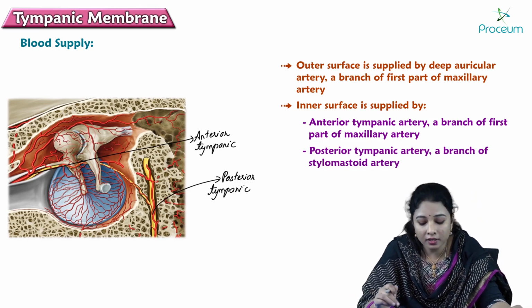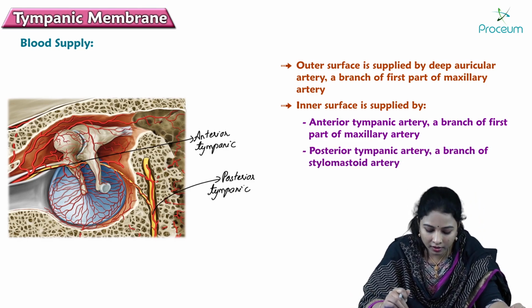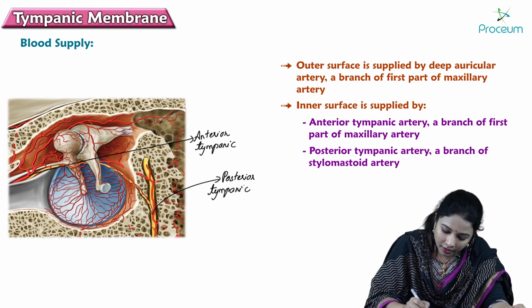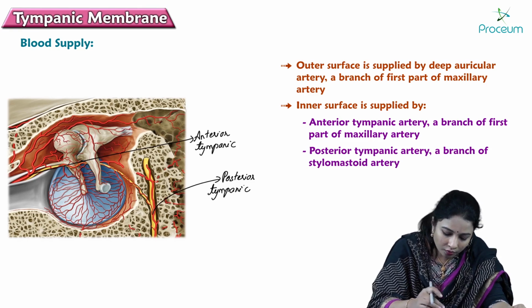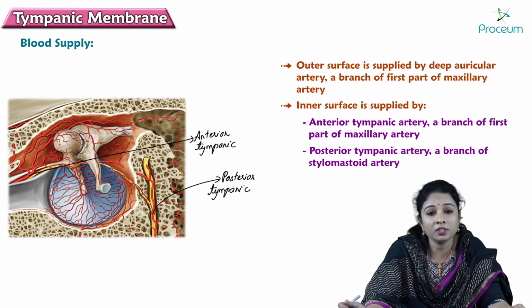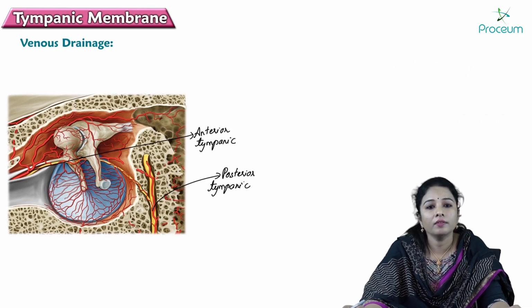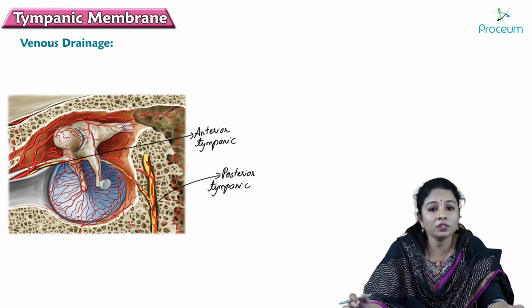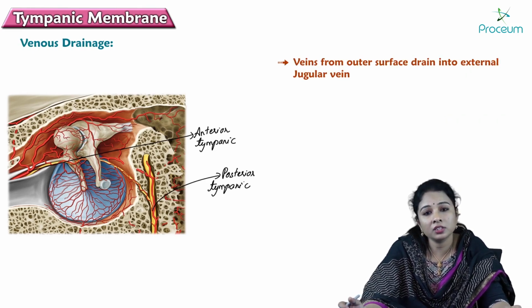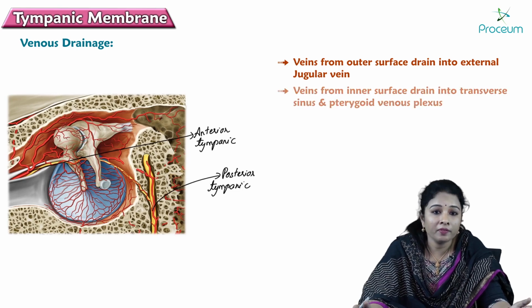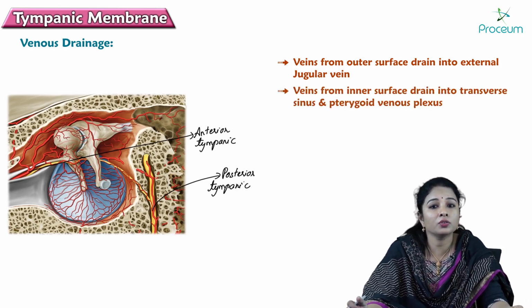Posterior tympanic artery is a branch of stylomastoid artery, whereas the anterior tympanic artery is a branch of maxillary artery, that is the first part of maxillary artery. Venous drainage: the veins from the outer surface drain into external jugular vein, and veins from the inner surface drain into transverse sinus and pterygoid venous plexus.